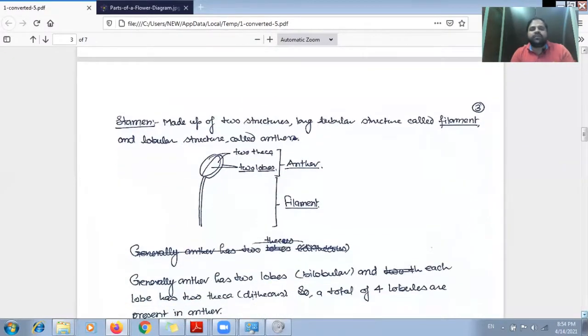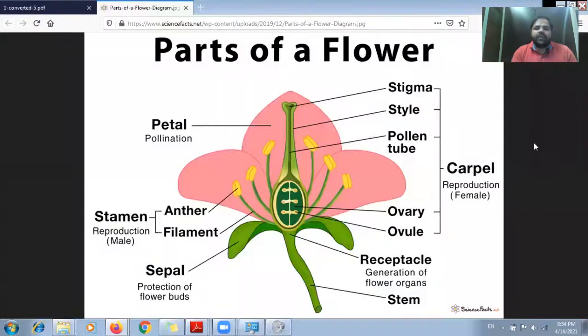Now we'll discuss the structure of the stamen in detail here. But before this, we will see the parts of a flower and understand it completely. So we can see here, this one is the stalk, and this one is the swollen part of the stem, which is called the thalamus or receptacle, on which all the whorls of the flower are placed.